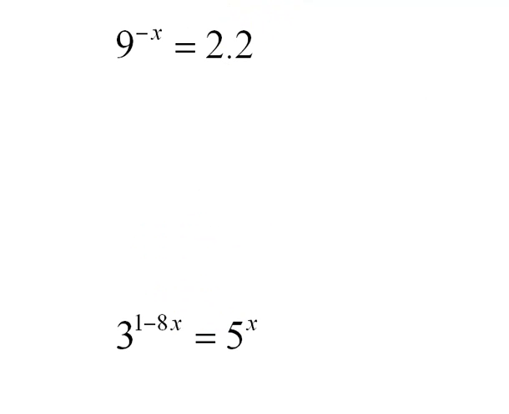Let's try another one. Here we have 9 to the negative x equals 2.2. Well, this one's not as easy as the one we just completed, because I just do not know how to turn 9 into 2.2 to a power, or 2.2 to a power into 9. That's just unbelievable. But we're going to do a twist on this rule.